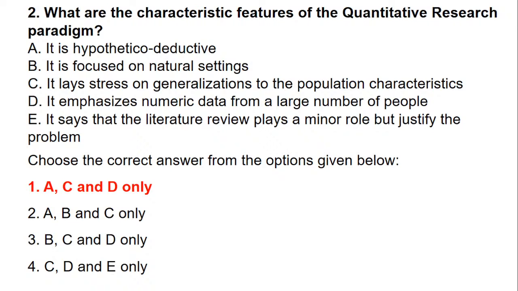The right answer is option number A. That is the hypothetico-deductive approach, the one which lays stress on generalizations, and the one which talks about what? Which talks about numerical data. Natural settings and literature review, though they play an important role, from the given options, hypothetico-deductive, generalizations and numerical data are the main characteristics of quantitative research.